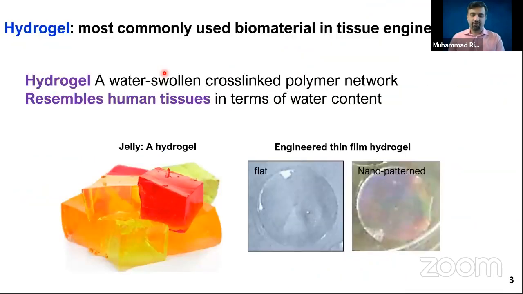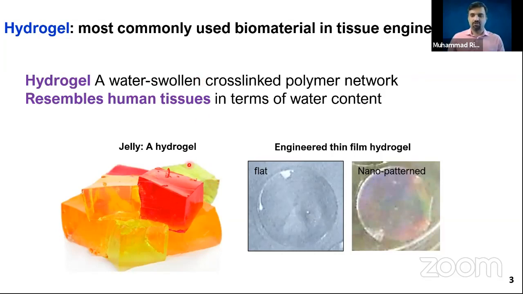So before I delve further, I just want to introduce the concept of a hydrogel. A hydrogel is the most commonly used biomaterial in tissue engineering. And why? Because it really resembles human tissues. I mean, we are mostly made up of water, and hydrogel is also mostly made up of water. It's a water-soluble cross-linked polymer network.